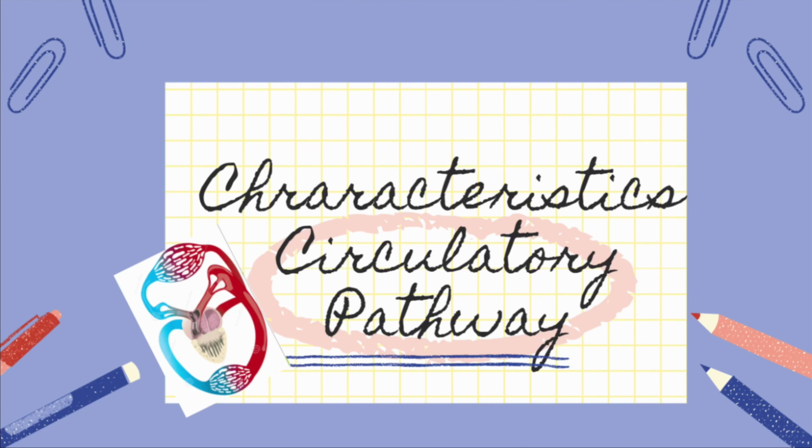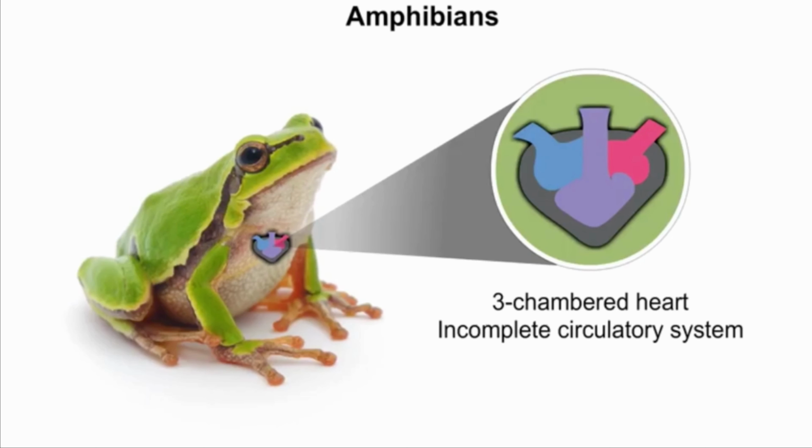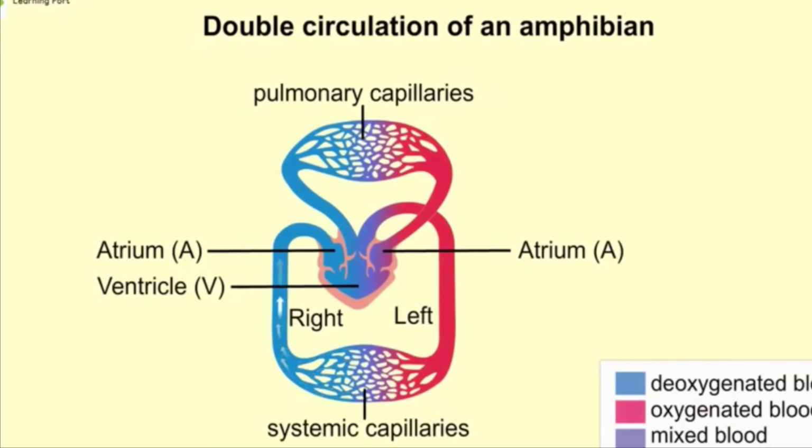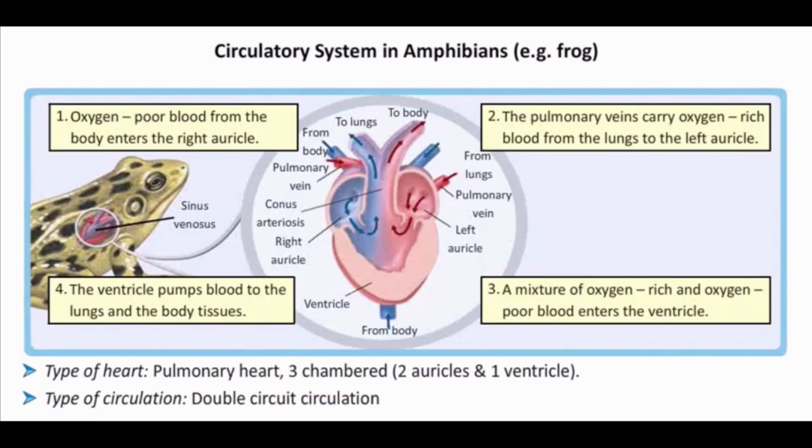The next characteristic is the double-loop circulatory pathway. As we all know, amphibians have a three-chambered heart with a single ventricle and two atria, which pump the blood to both the lungs and the body. In amphibians and most reptiles, limited mixing of oxygen-rich and oxygen-poor blood takes place in the single ventricle of their three-chambered heart.